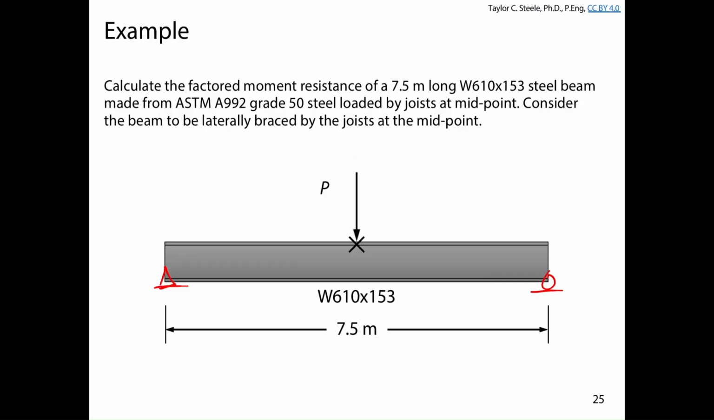Now we're going to say, okay, let's assume that the moment comes from a point load at the middle of the beam that also provides lateral restraint because it might be a joist. How does this loading scenario change the calculated moment resistance for this particular beam? Does anyone have any questions about what we're trying to do in this example before we get into the calculations?